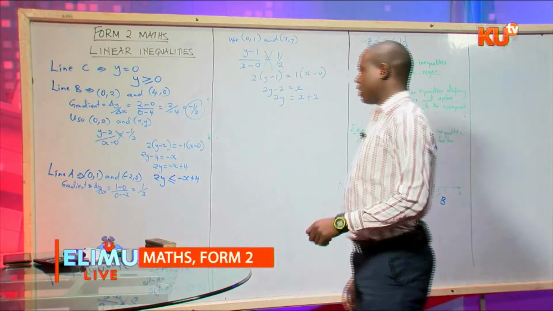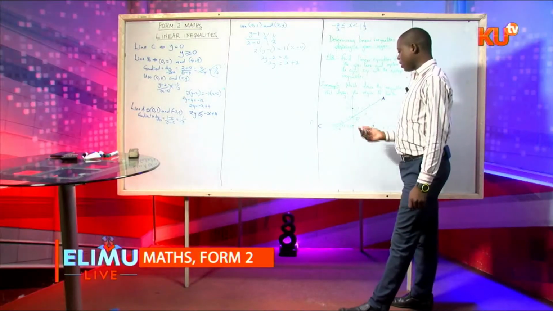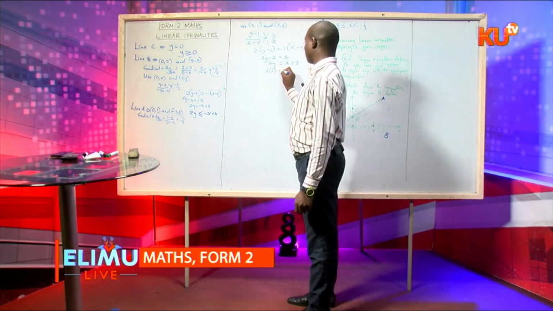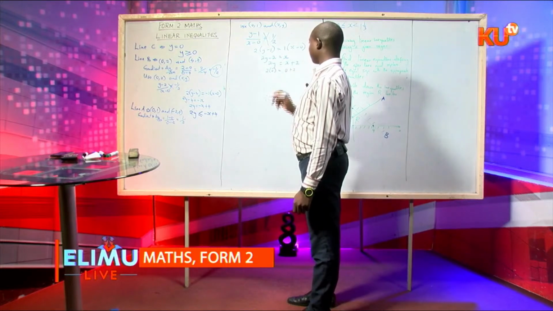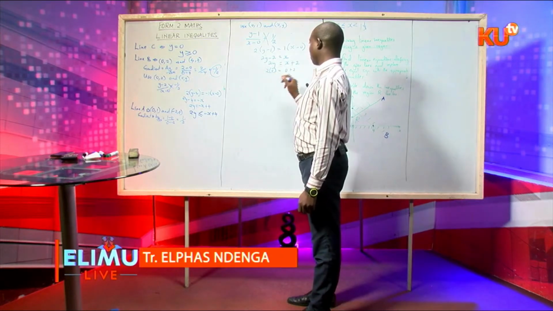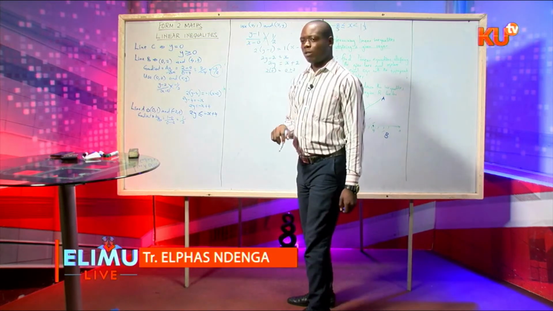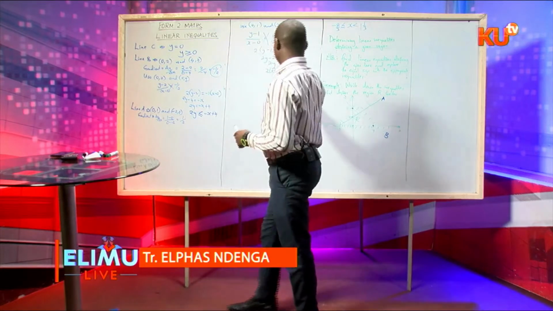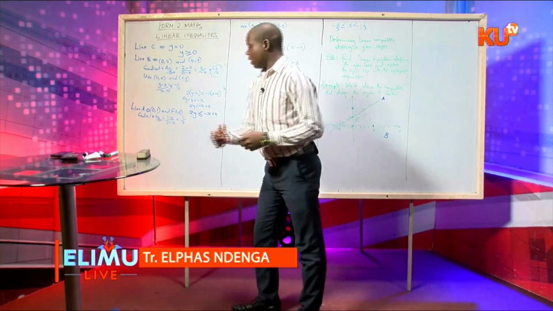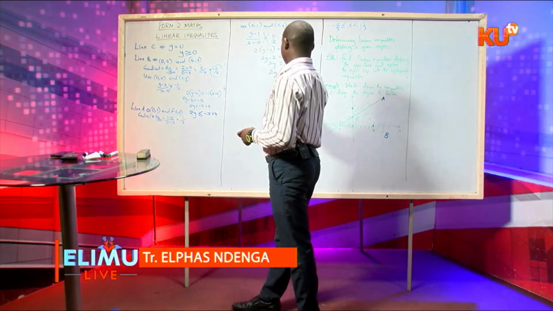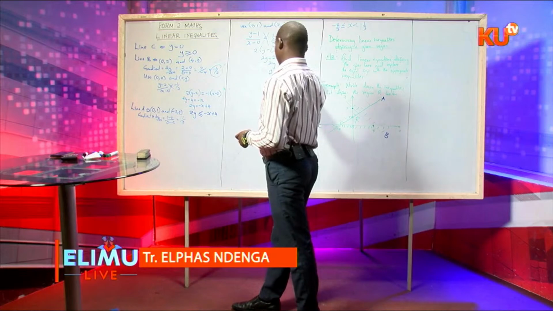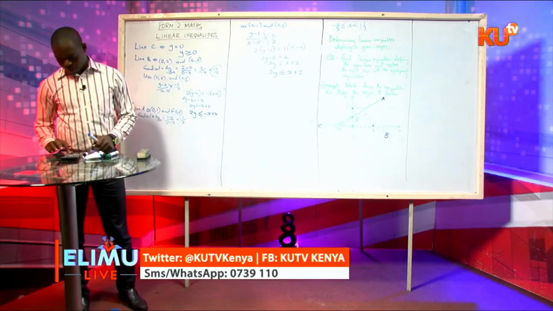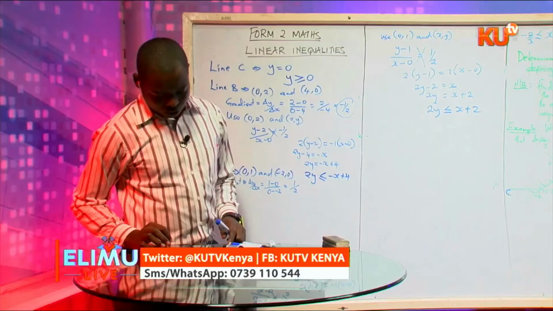Again, we replace in the inequality sign. If we use the same point 0, 0 to test, if I put here 0, I'll have 2 into 0 equal to 0 plus 2. This will be 0 and this will be 2. So again, how do you compare 0 and 2? Definitely 0 is less than 2. So what is the inequality? The inequality becomes 2y less than or equal to x plus 2. And again, it is equal to because the line is continuous.